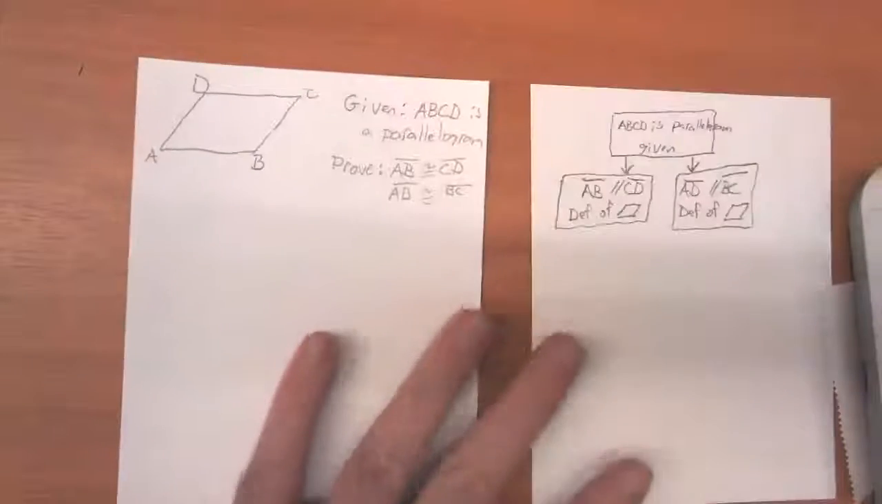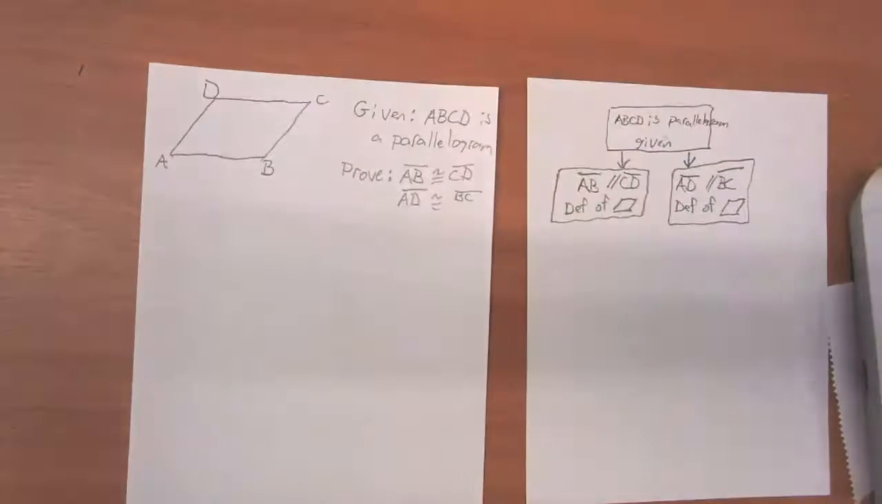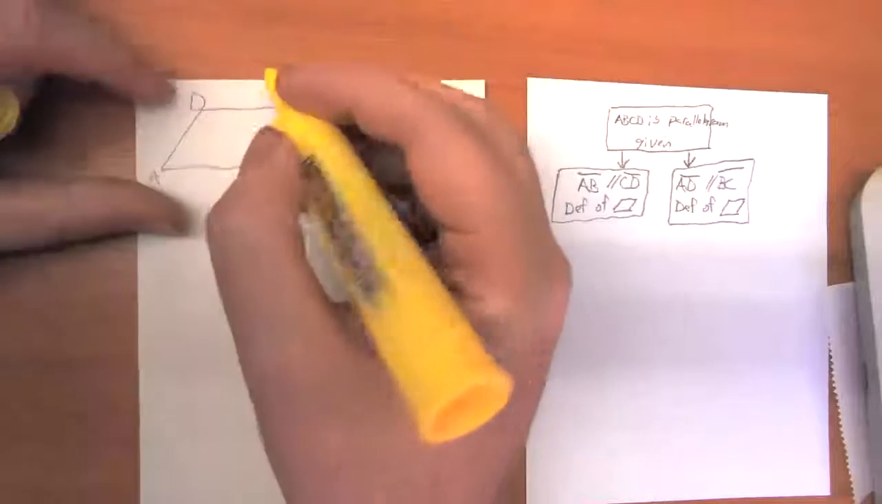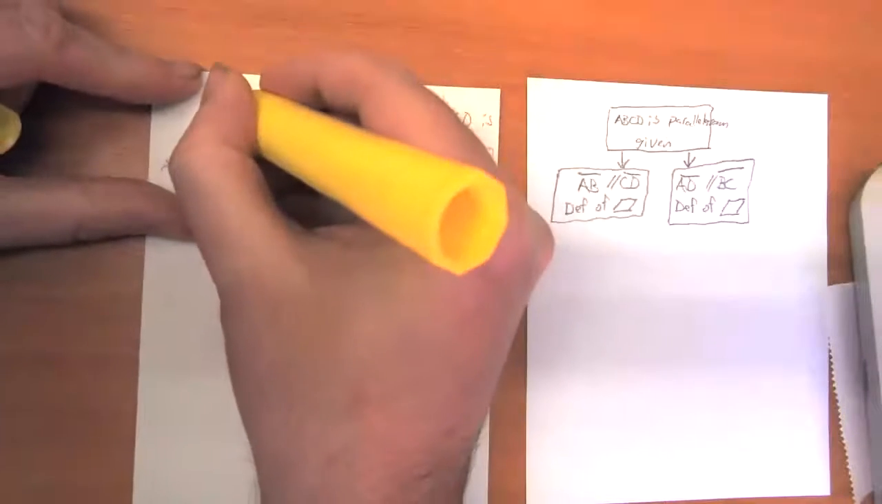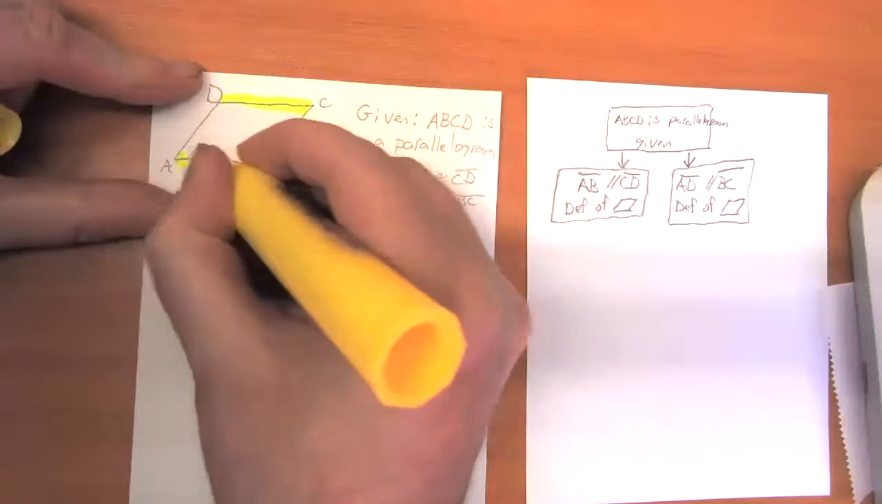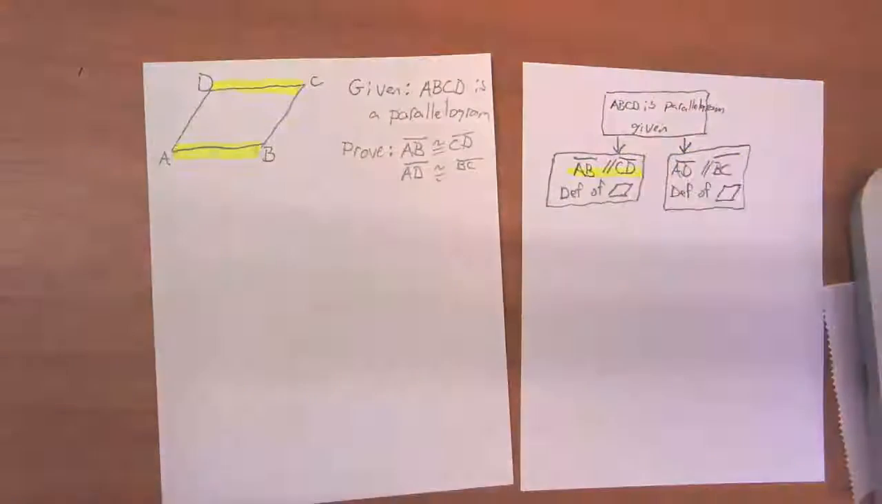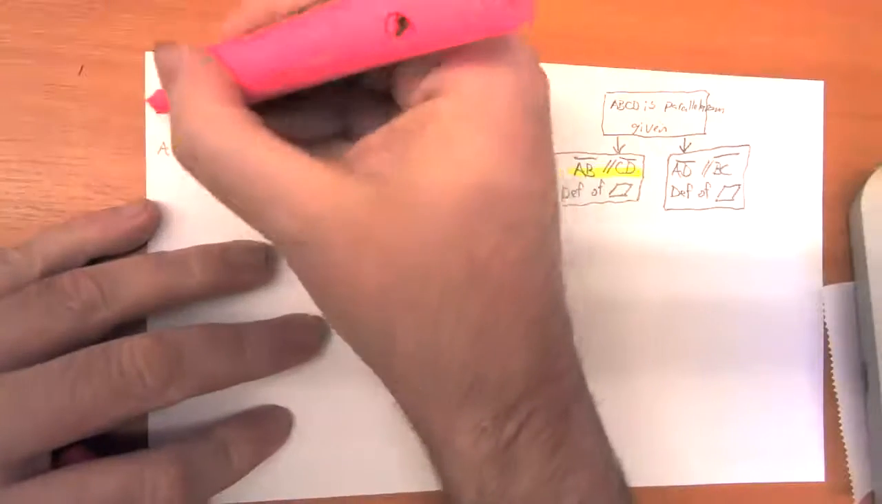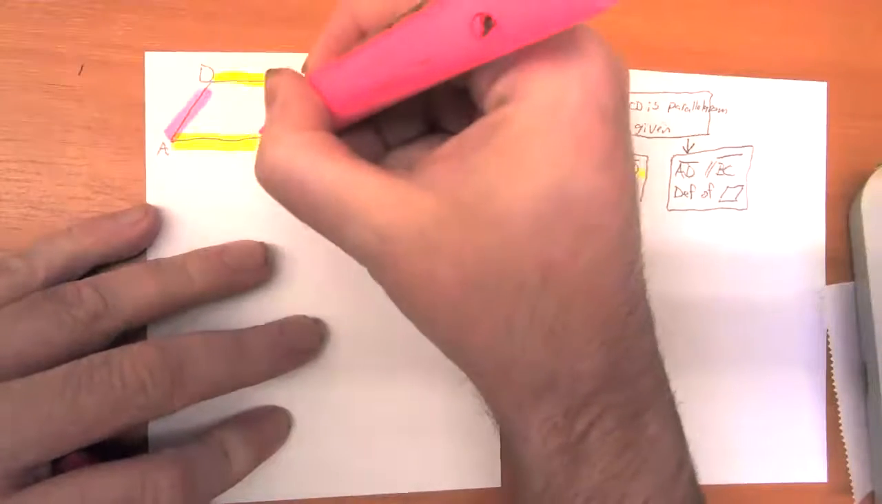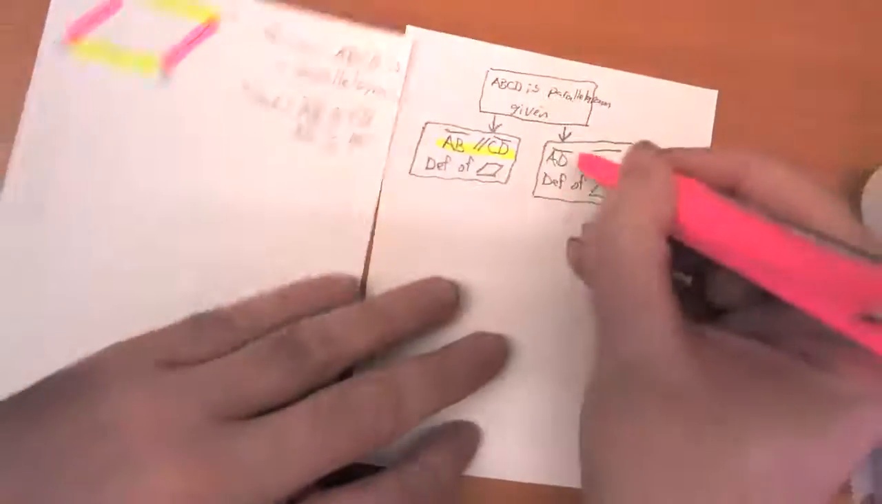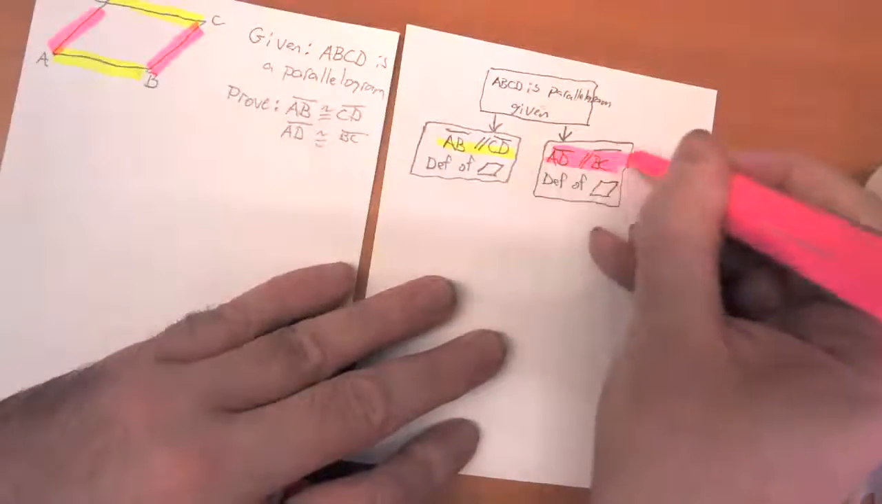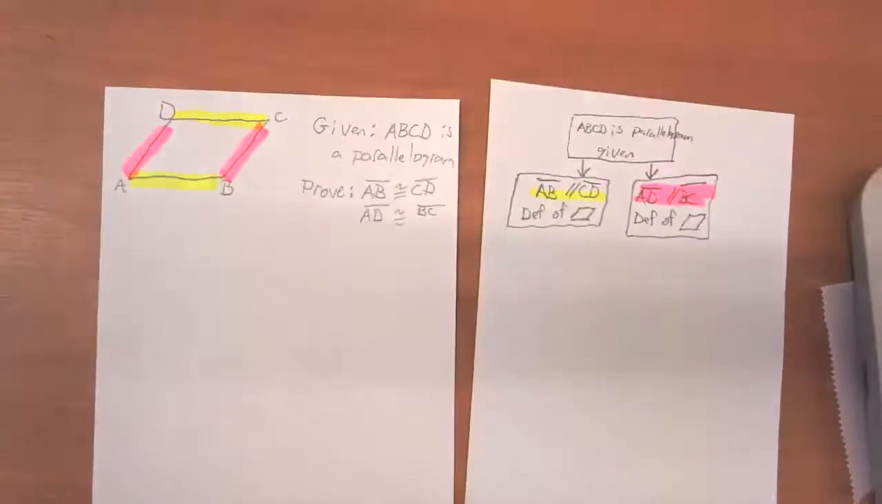So alternate interior angles can help me if I can spot the mark of Zorro. All right, so I'm going to mark that pair of parallel sides in yellow, and I'm going to mark this pair of parallel sides in pink. And even though in this proof we don't have a mark of Zorro here, there's nothing that stops us from drawing in a line that's going to make a mark of Zorro.